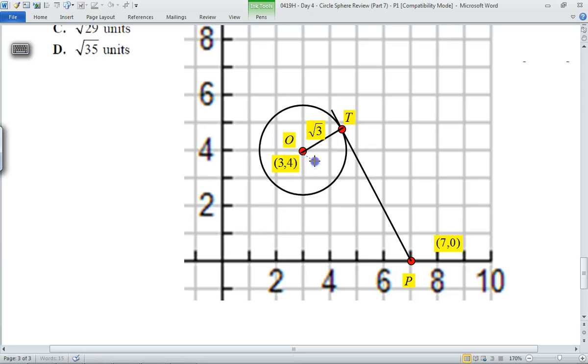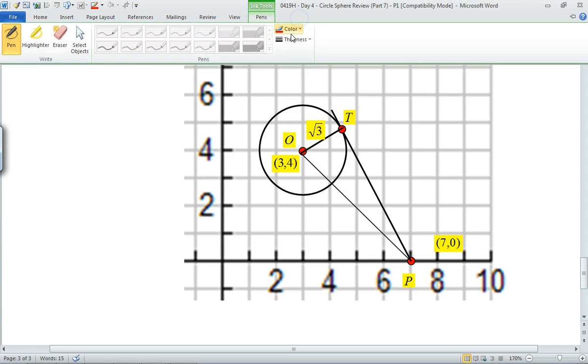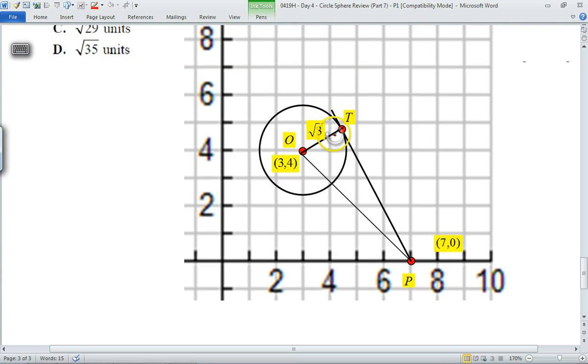If I go ahead and connect OP, that completes that triangle for me. Do you know that this is a right triangle? Yes. A tangent and a radius are always perpendicular. That's one of our special properties. So we know that this is a right angle right up here. This is 90 degrees. So we're going to have to do two things. The Pythagorean Theorem is coming. We're going to end up using the Pythagorean Theorem to find PT.